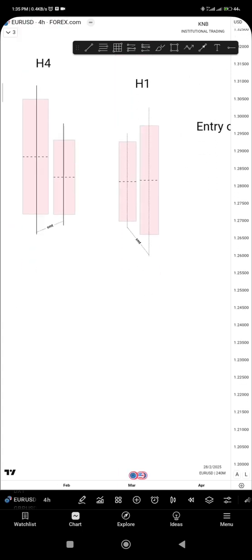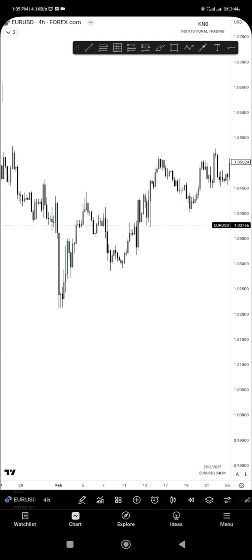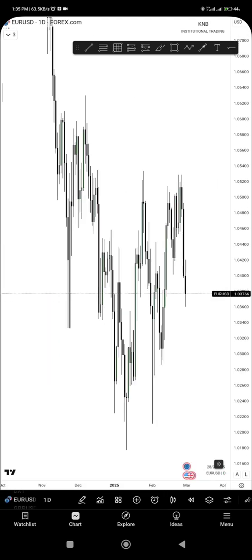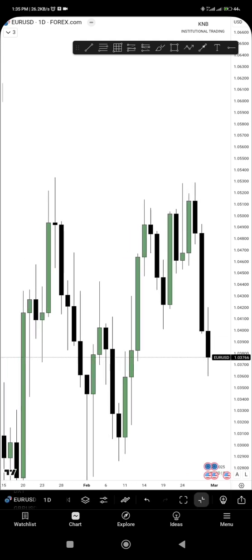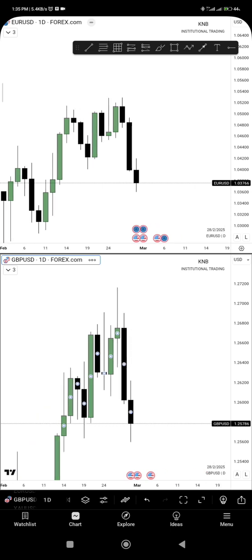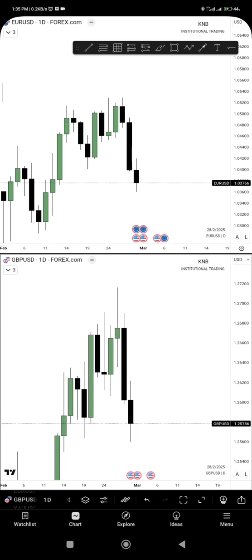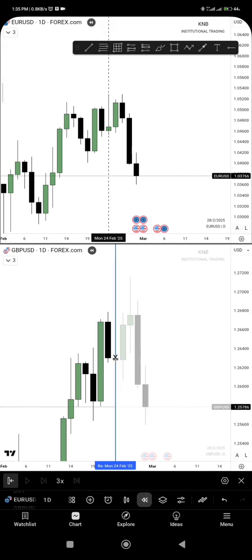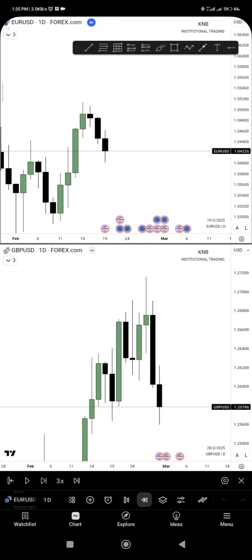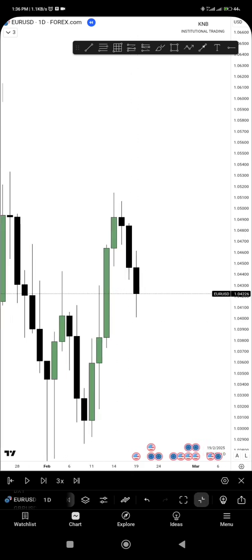Let me show you. I've explained what SMT is. I'm going to show you what double SMT is. Let's start with this, and all I'm going to use is the divergence. Okay, no draw on liquidity. This is last week. Let's use from here on EU. All right, so this is Friday. Okay, let me take this back.